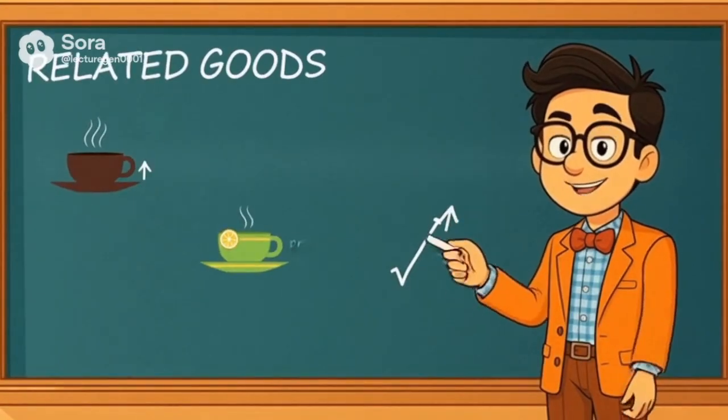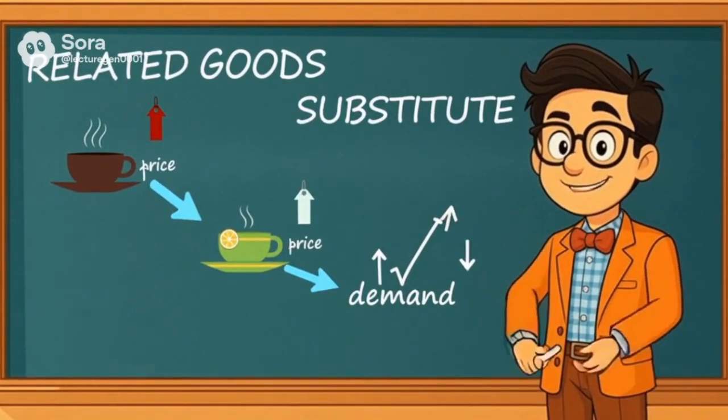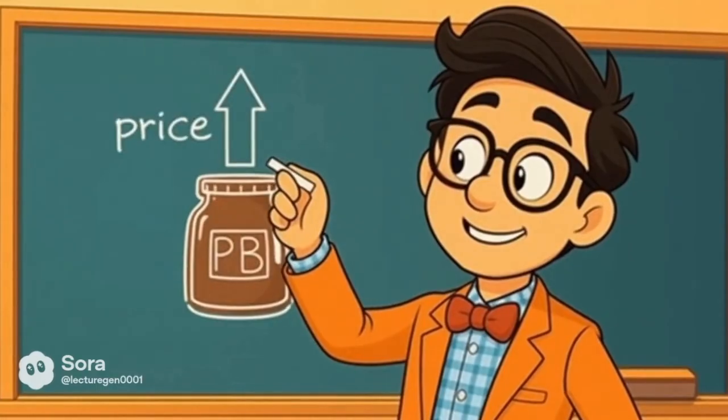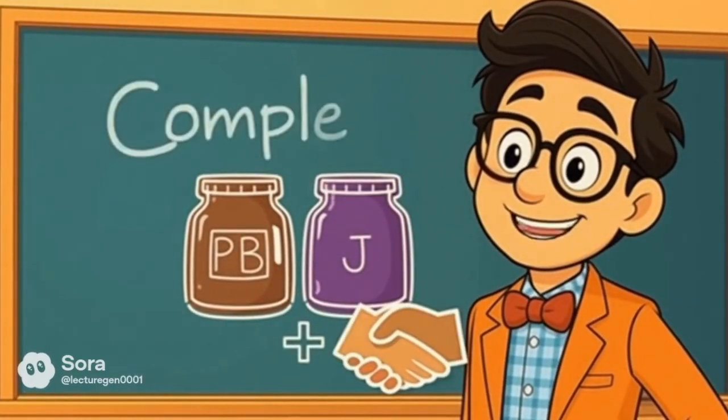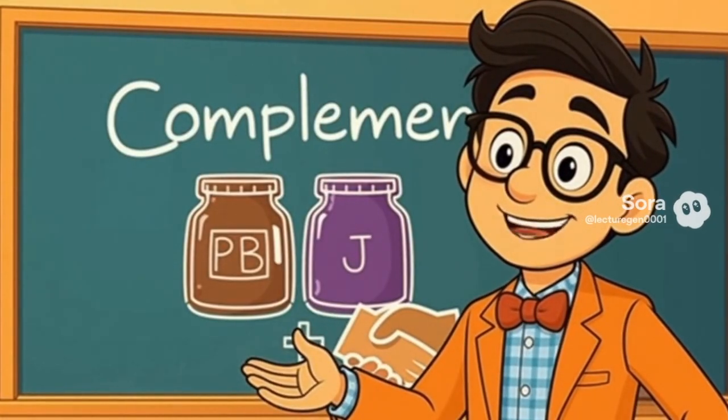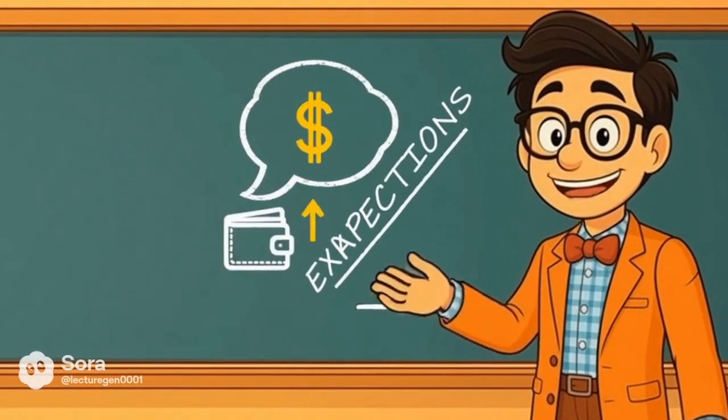Prices of related goods also matter. For example, if the price of coffee rises, demand for tea might increase because tea is a substitute. Or if the price of peanut butter rises, demand for jelly might fall because those goods are complements, usually consumed together. Another factor is expectations.